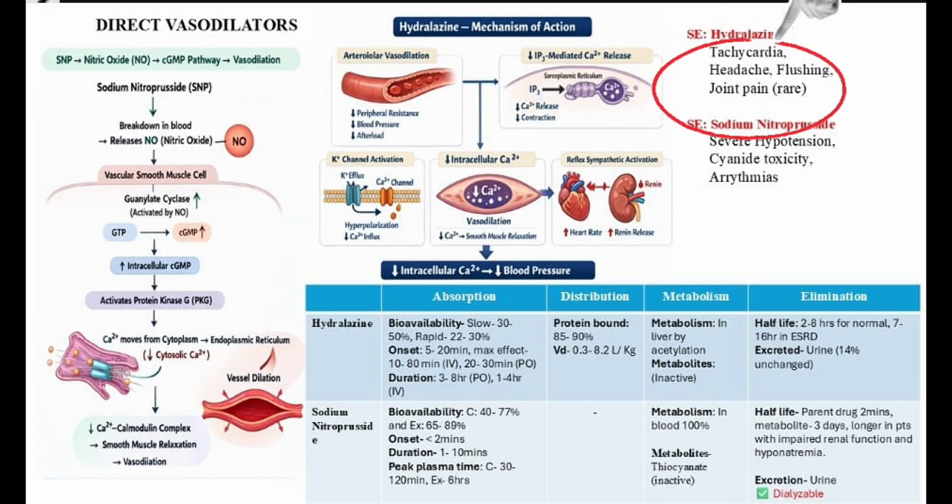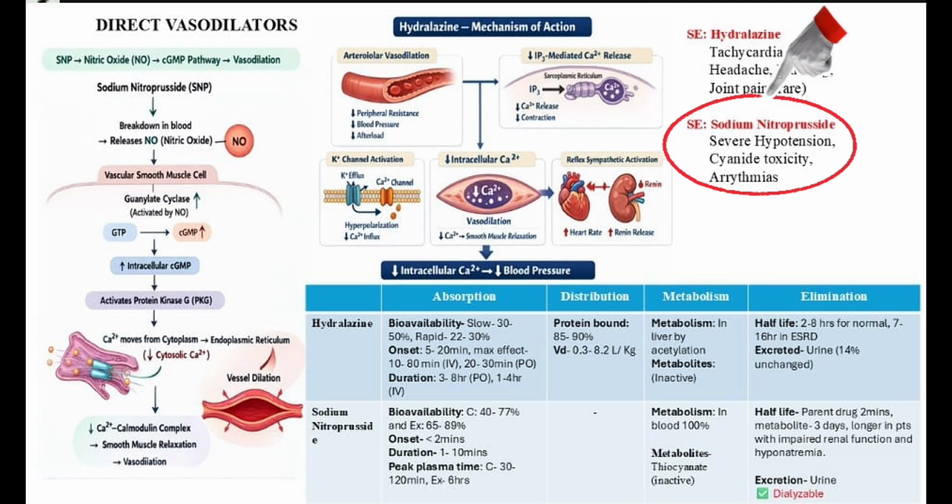Examples include hydralazine and sodium nitroprusside. Hydralazine is often used in resistant hypertension, while sodium nitroprusside is mainly used in hypertensive emergencies due to its very rapid onset of action. Possible side effects include tachycardia, flushing, headache, and severe hypotension.